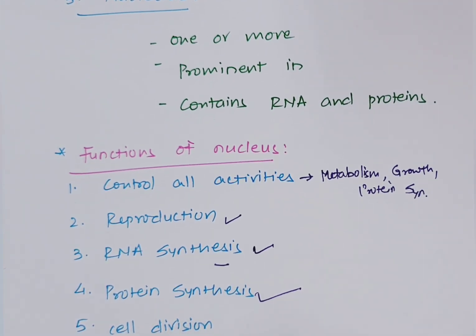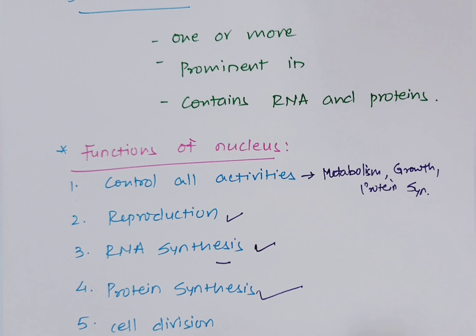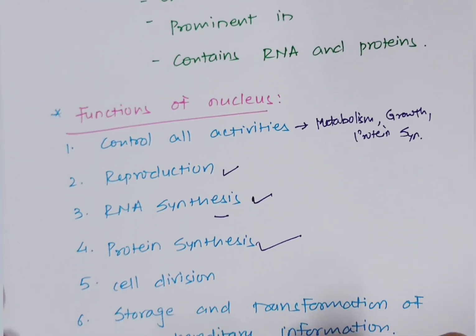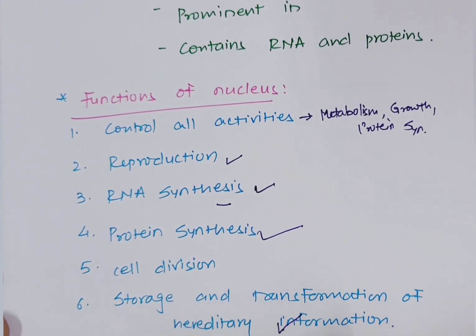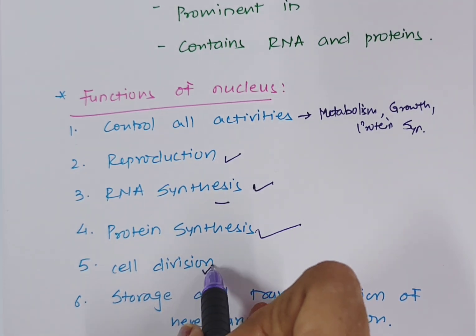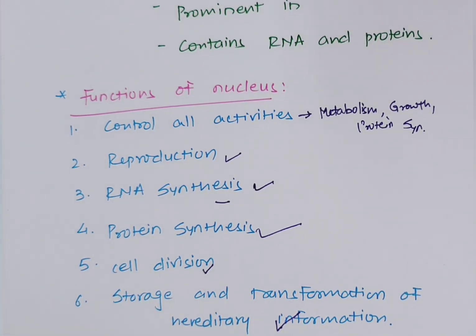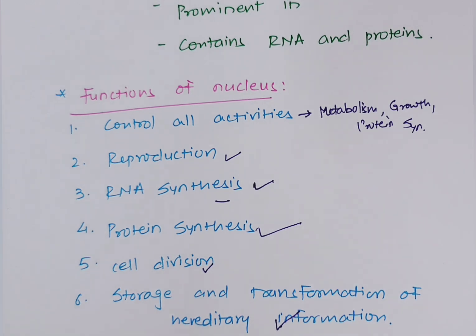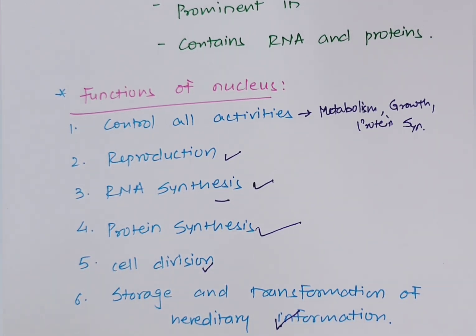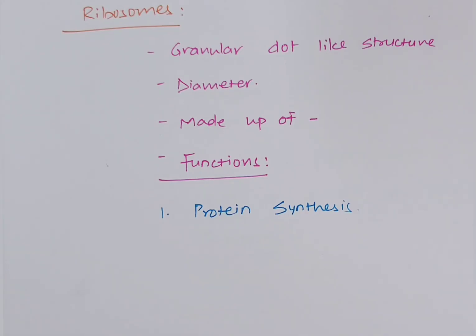Then genetic information is transferred: storage and transmission of hereditary information. That is also one of the important functions of the nucleus, and it also controls cell division. At the time of cell division, the chromosomes go to different poles, and that is important for cell division. So these are the important functions of the nucleus.